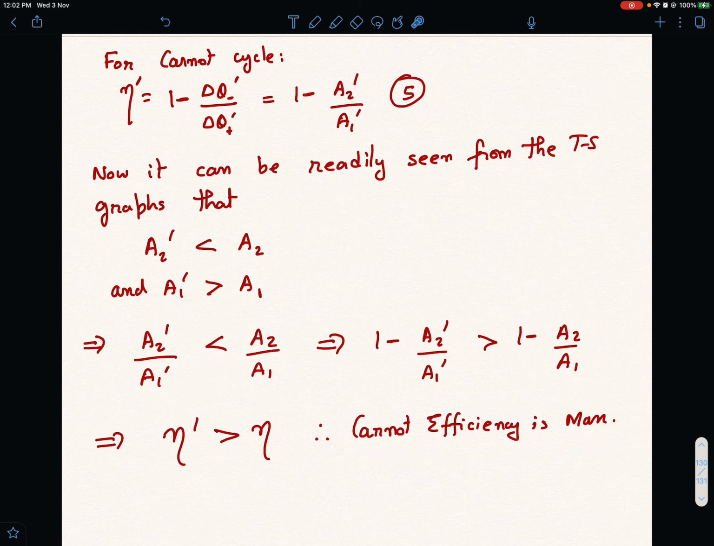So the maximum efficiency is that of the Carnot cycle among all cycles that are operating between a given maximum temperature and a given minimum temperature, okay? It does not matter what type of arbitrary reversible cycle you choose, okay? So that was the cute geometrical proof of this fact for the maximum efficiency of the Carnot engine.